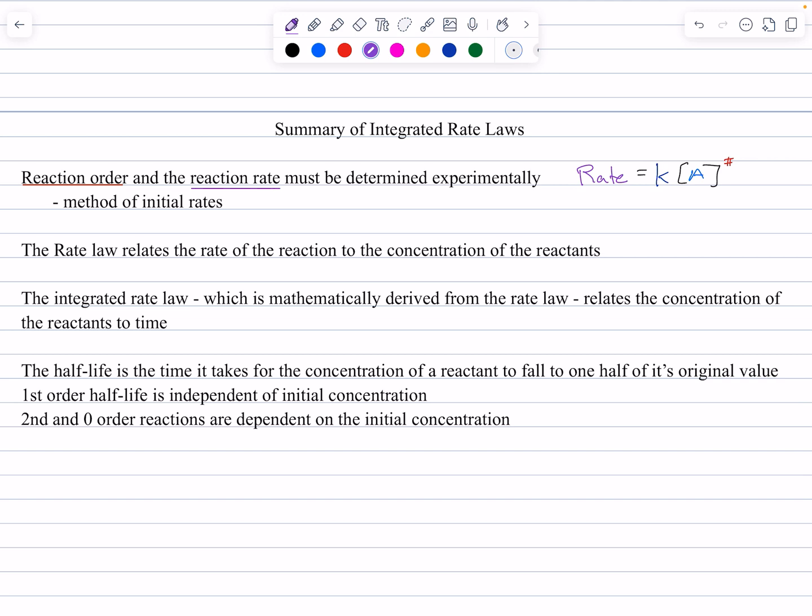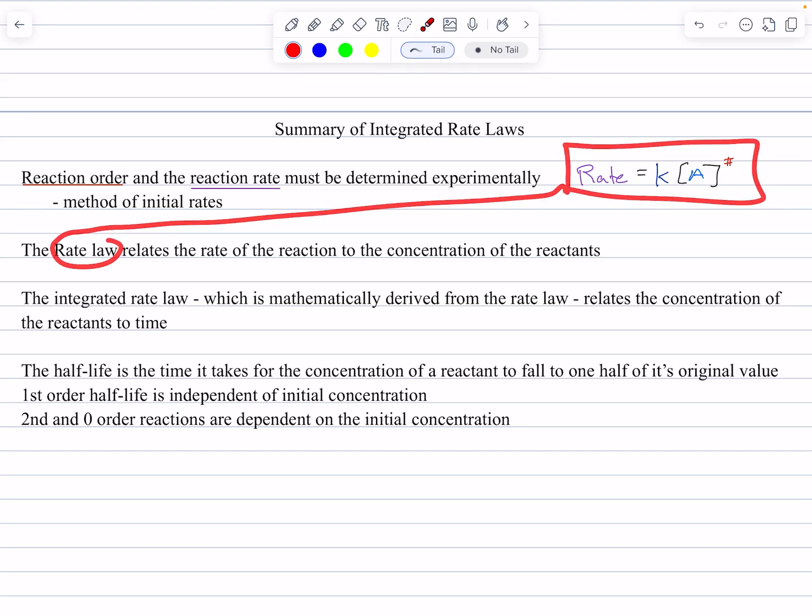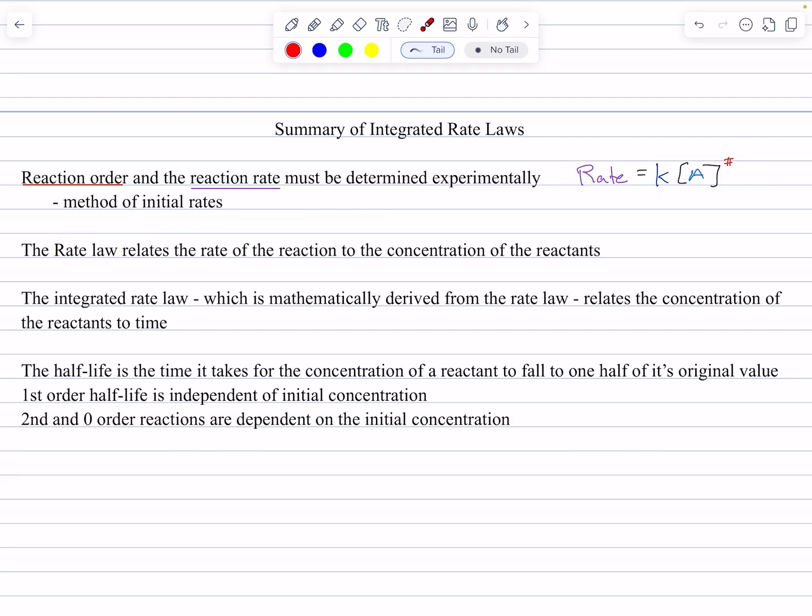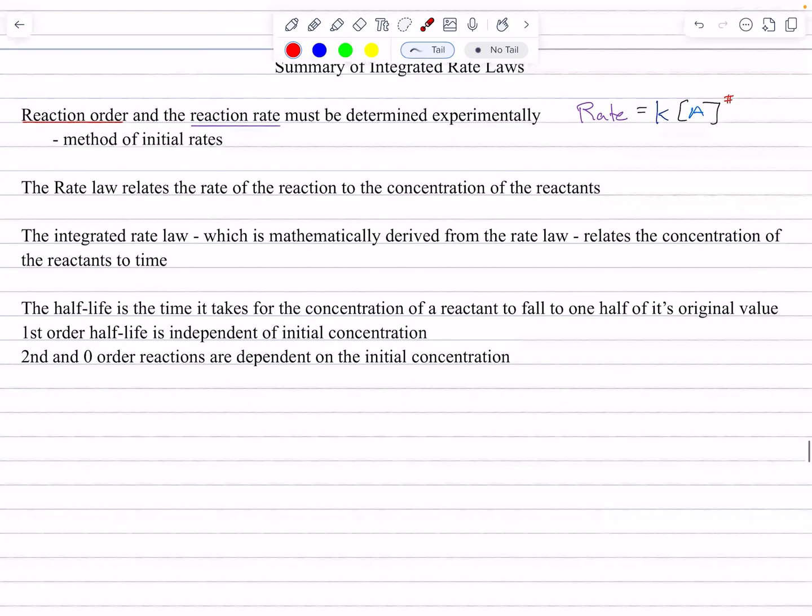The rate law, this is our rate law, relates the rate to concentration. The integrated rate law, which we mathematically derive, relates concentration of the reactants to time. We're going to go through those. And there are half-lives, the time it takes for the concentration to fall to half its original amount.